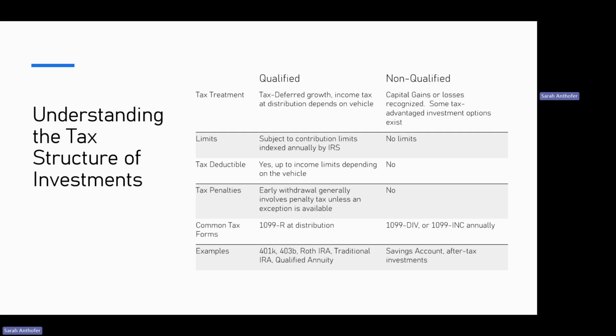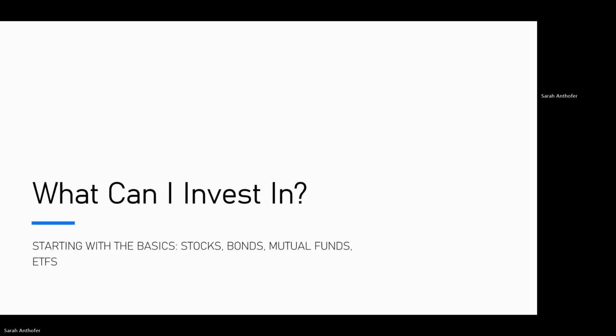So those are the kinds of things that you want to consider as you're looking at the investment structure. Is it going to be a qualified account or a non-qualified account? And lining that up with your goal and your time frame. It's going to be super important to make sure you have those lined up together in a way that makes sense. So now that we've got that, what can I invest in? We spent a lot of time talking about qualified accounts versus non-qualified accounts. Once we pick those, well, then what am I going to invest in?